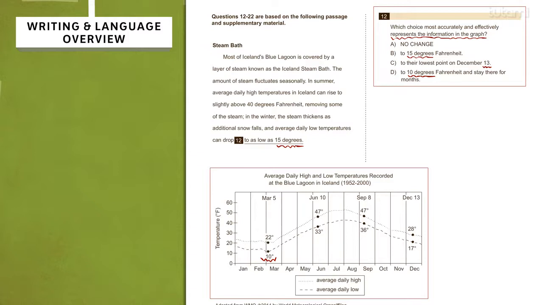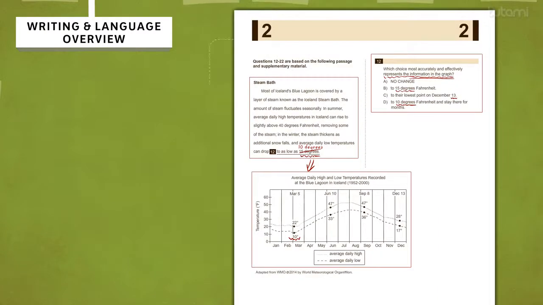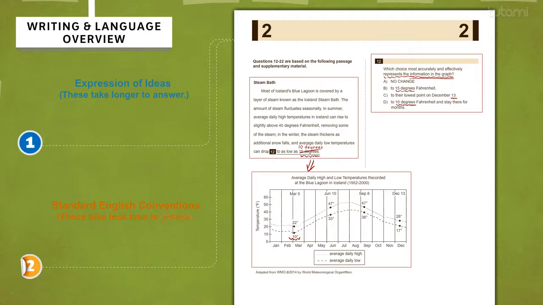Sometimes you'll be asked to answer questions as they directly relate to the graphics, like here. But other times you might have to correct an error in the passage using the graph as a reference. But generally speaking, the two main topics found throughout this part of the test are considered to be expression of ideas and standard English conventions. The questions won't be labeled like that on the test, but it's typically pretty easy to tell the difference.